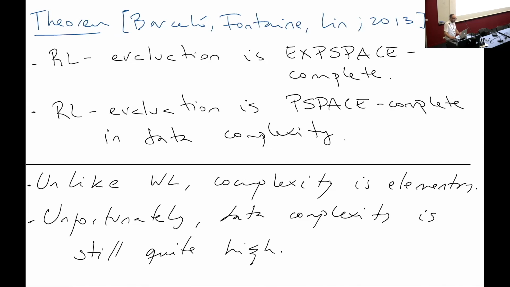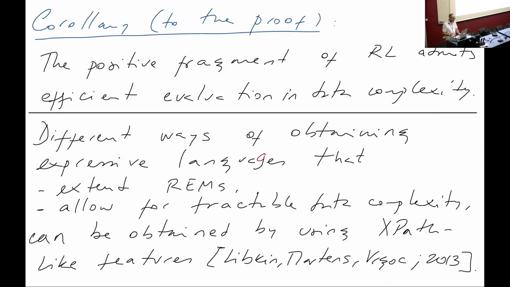So unlike walk logic, this is elementary in combined complexity. Yeah? But unfortunately, data complexity is still quite high. However, the positive fragment of register logic admits efficient evaluation in data complexity. So this gives us a way to extend REMs with extra expressive power, retaining the good complexity of this logic.